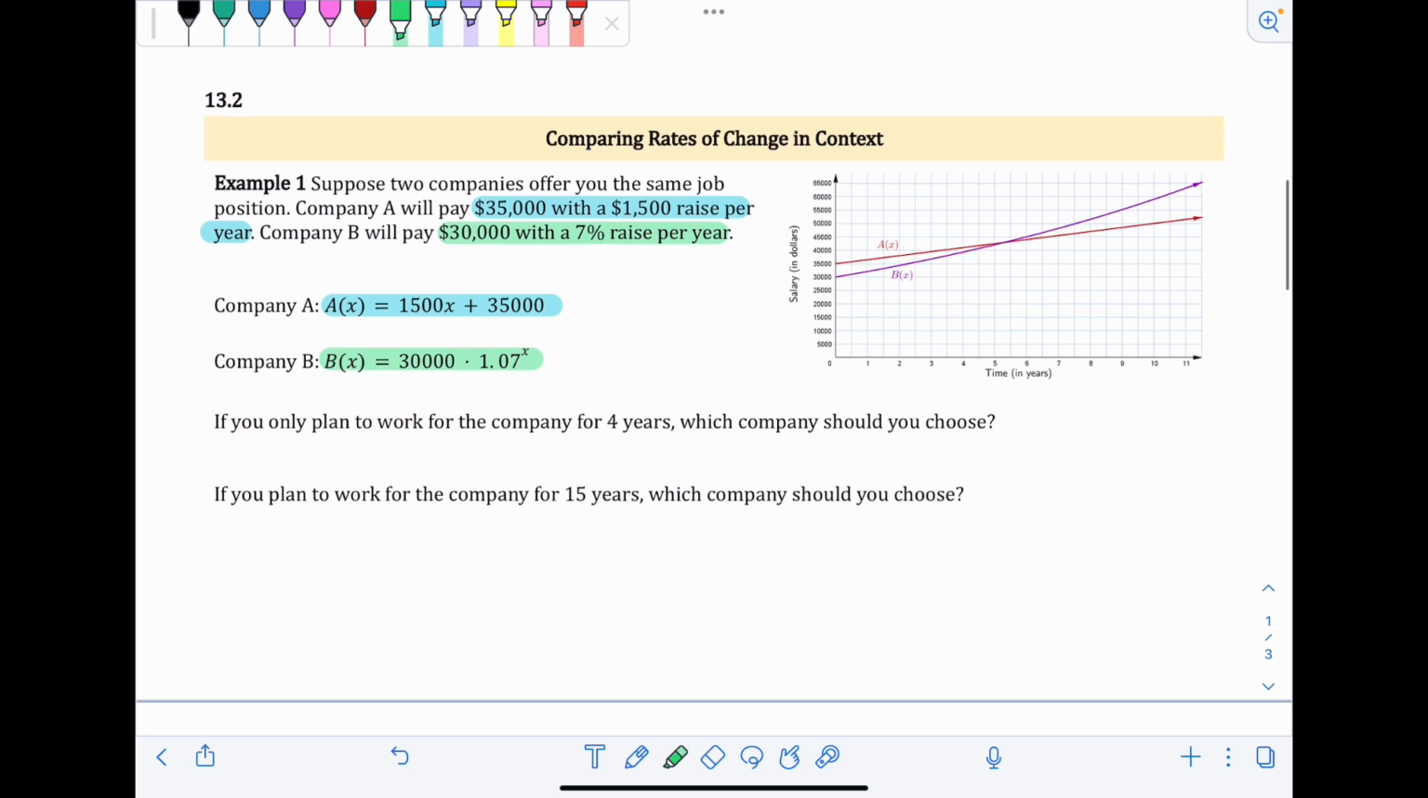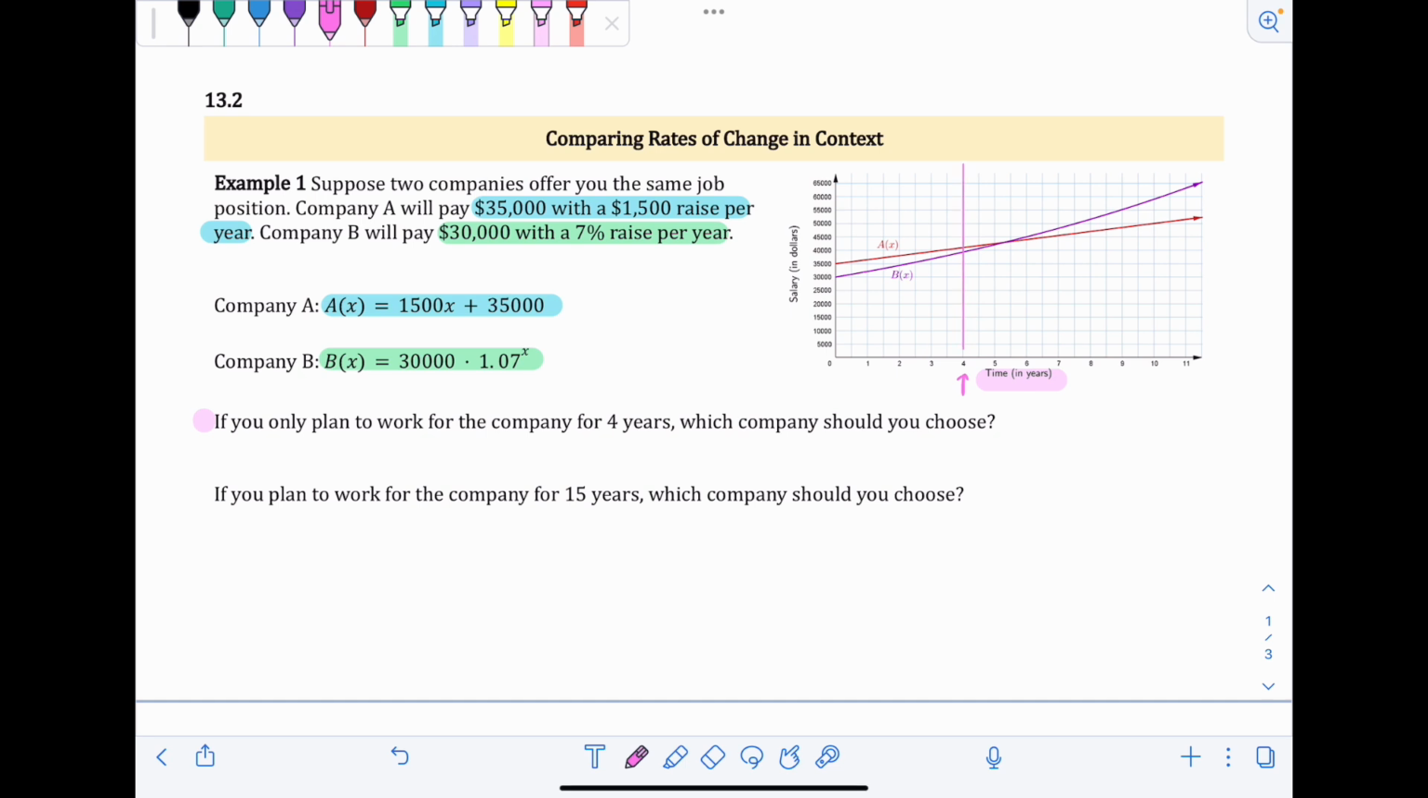Okay, so if you only plan to work for the company for 4 years, which company should you choose? When you have a graph, all you really have to look at is where the 4-year mark is on the graph, and at that mark, which company is paying you more. On the x-axis, which is our time in years, 4 years is right here. So anywhere along this line is 4 years.